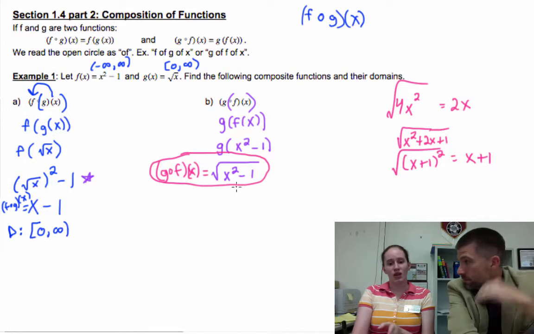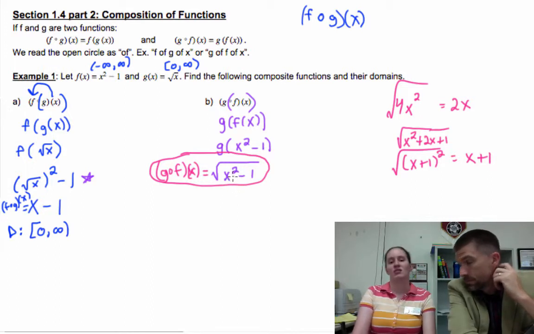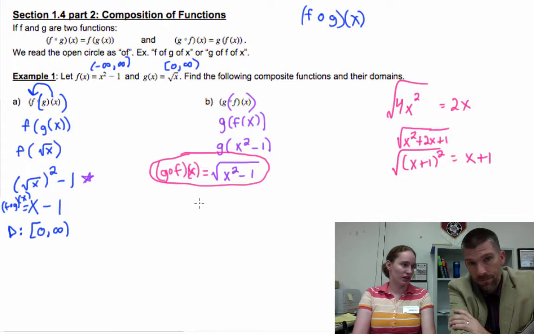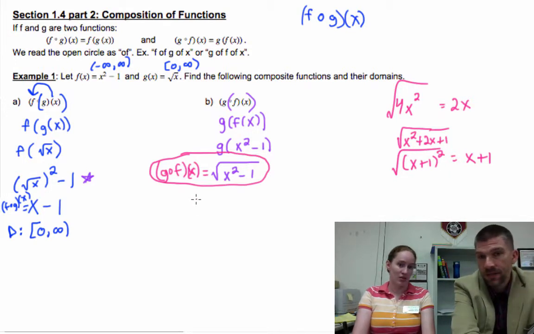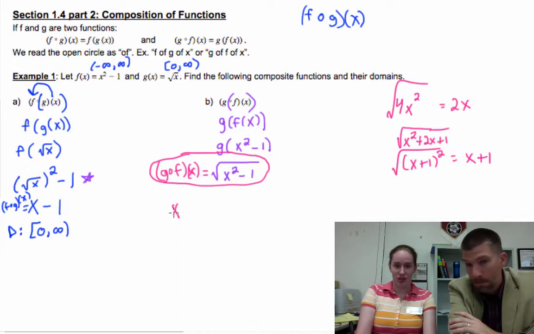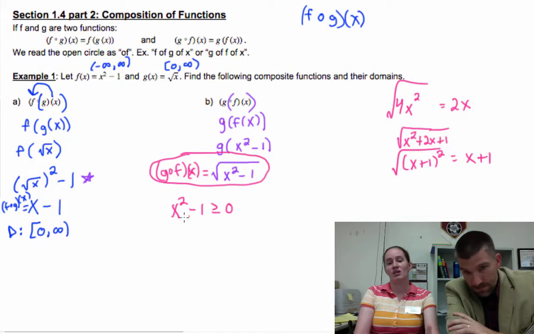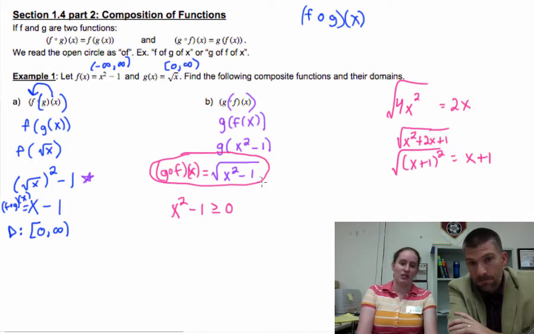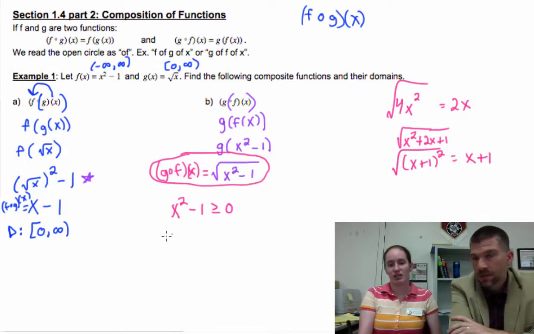So be very careful not to get trapped by that. Now, what is the domain of the square root of x squared minus 1? You can't have a negative number in there, so you're limited. Because we have a radical, we need to say x squared minus 1 has to be greater than or equal to 0. This one does have a domain issue, so we have to figure out what it is.